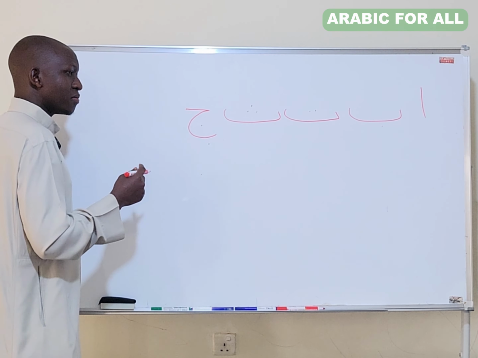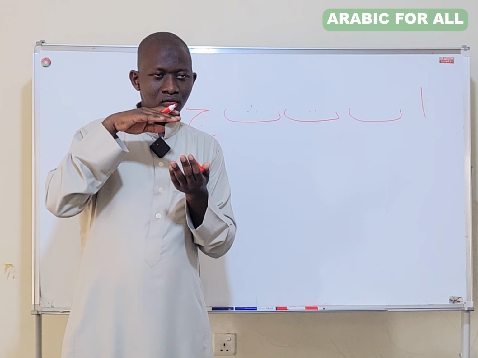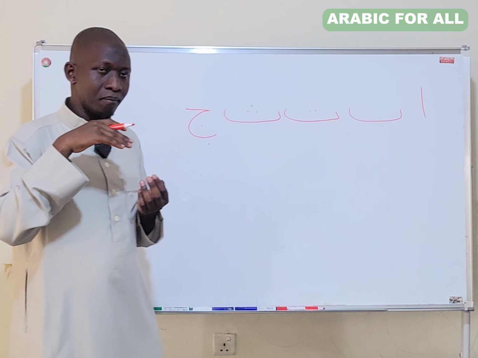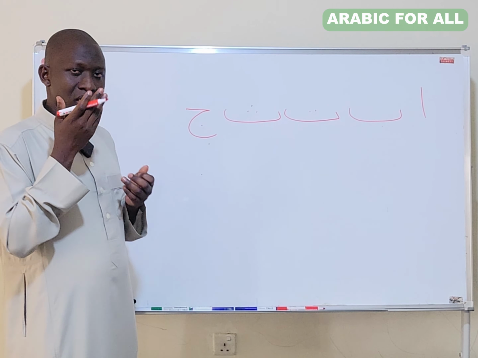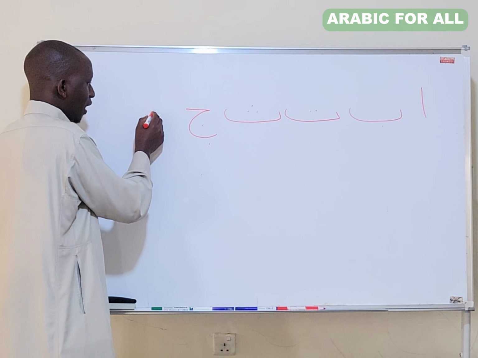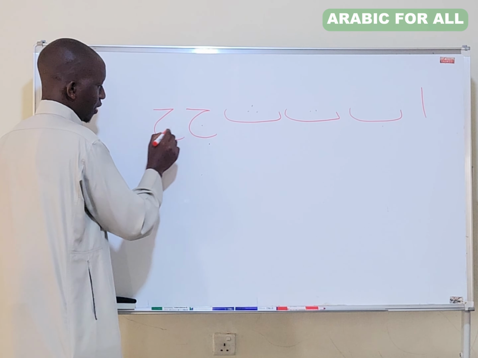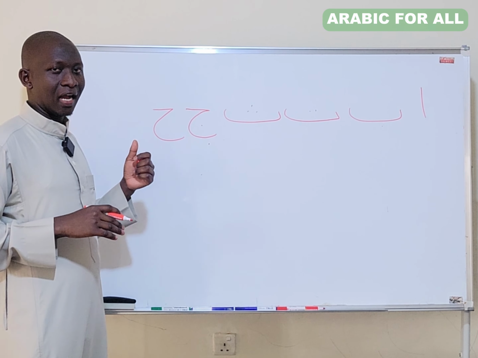Jim, it is what we call wasat al-lisan, in the middle of your tongue. Jim. Your tongue raises up to touch the upper part of the mouth. Jim. Then this is ha. Ha comes from the middle of your throat. This is ha, the next letter.